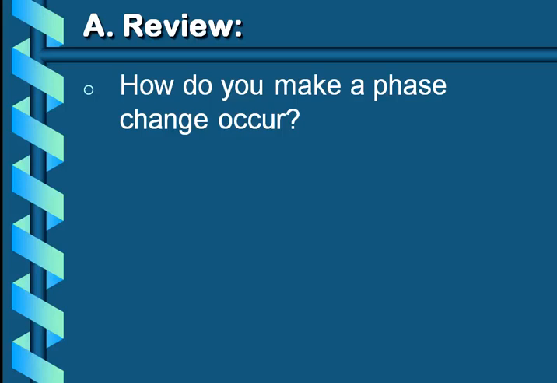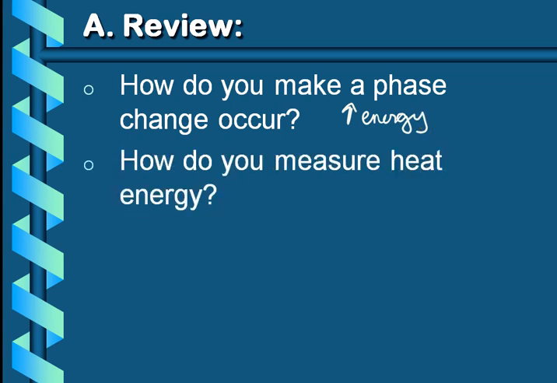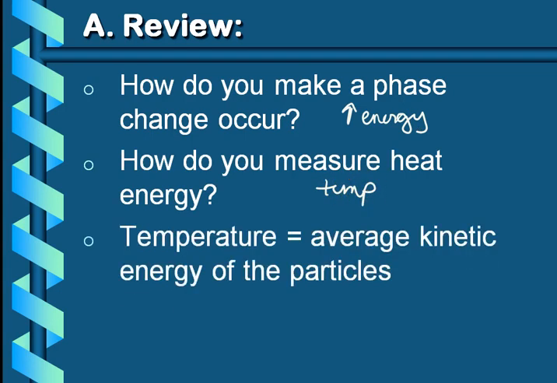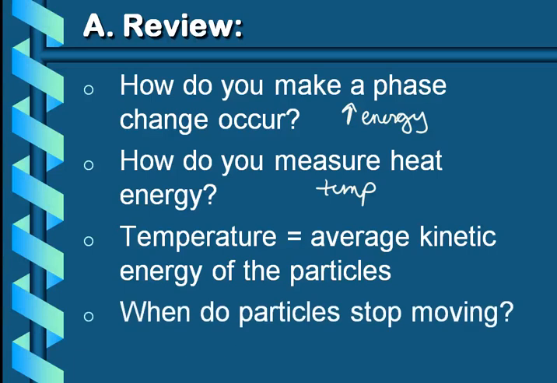So how do you make a phase change occur? We do that by increasing our energy. And now we could also use the word kinetic energy. How do you measure heat energy? We do that by measuring the temperature. And temperature is the average kinetic energy of the particles, so it's a way for us to measure it. And we looked at temperature in the previous unit as well. So when do particles stop moving? This is what gets us into absolute zero.